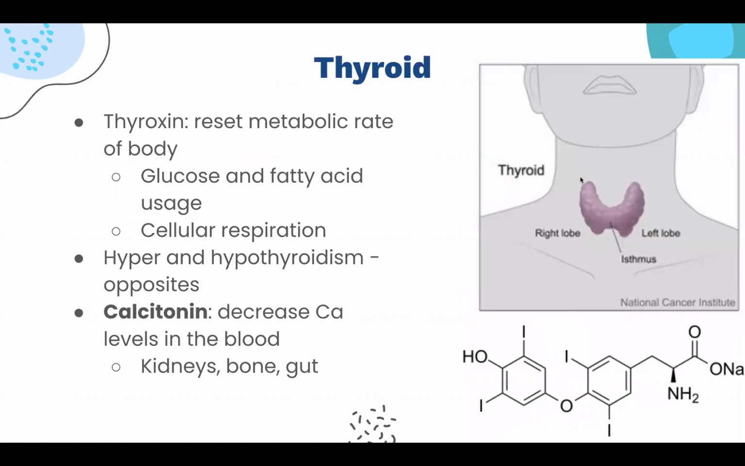Right. The thyroid secretes thyroxine and calcitonin, a hormone important in regulating metabolism and calcium homeostasis, respectively. Below is the structure of thyroxine. You can see there are iodine atoms attached to the molecule.